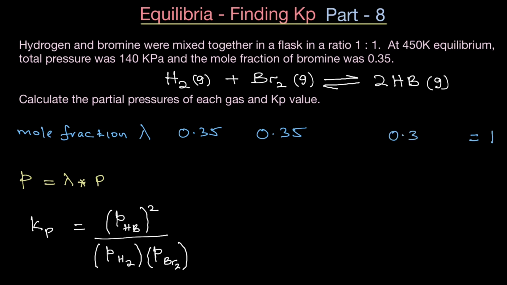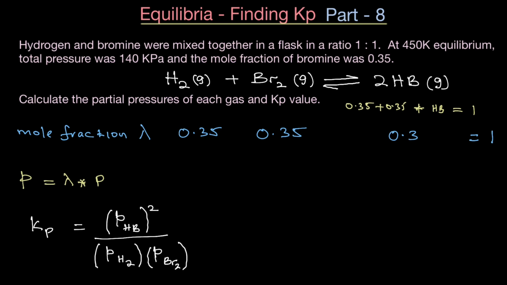How do we get that? That was 0.35 plus 0.35 plus the hydrogen bromide mole fraction will be equal to 1. So to find the hydrogen bromide mole fraction, we basically take 0.7 from 1 to get 0.3. Now we know the mole fraction. We know the partial pressure is going to be mole fraction times total pressure.